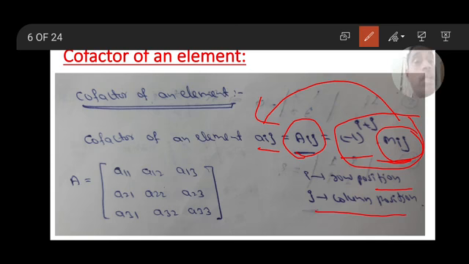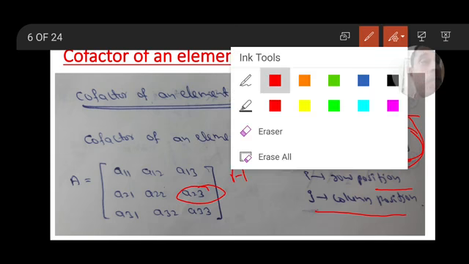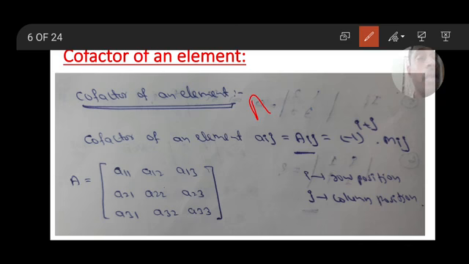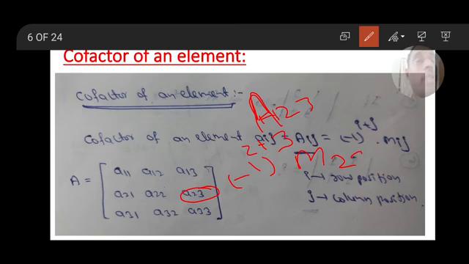Suppose you take the A23 element. The cofactor of that A23 element is capital A23, and it is defined as minus 1 whole to the power of, second row, third column, means 2 plus 3, minus 1 whole to the power of 2 plus 3 into its minor M23. If we multiply the minor value with minus 1 whole to the power of 2 plus 3, we get the cofactor of the A23 element.